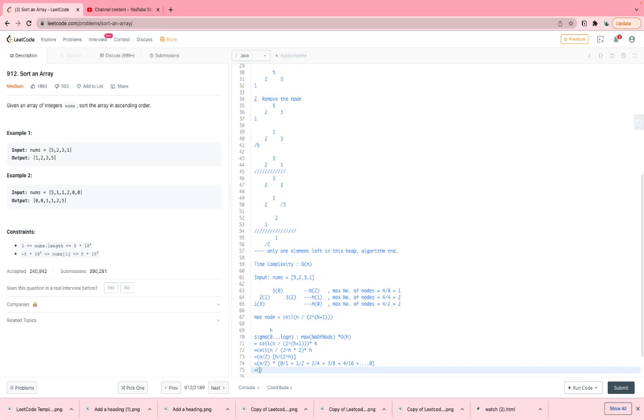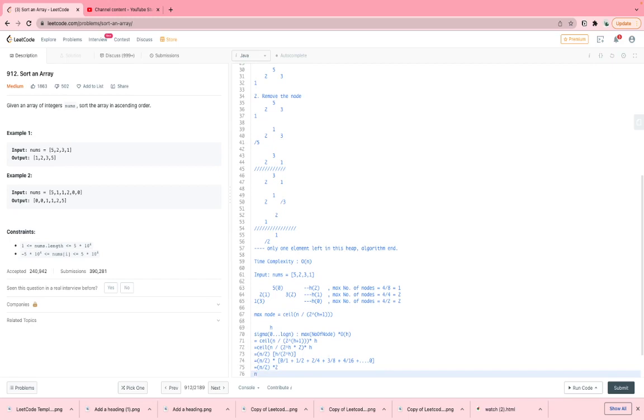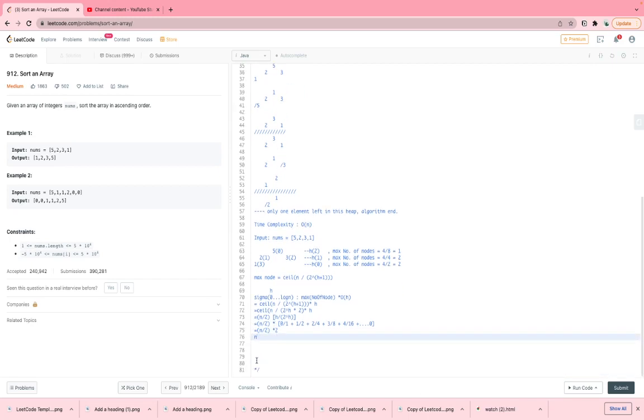So it's going to be n by 2 and then times 2. So then it's n. So that's why the time complexity is n, okay?